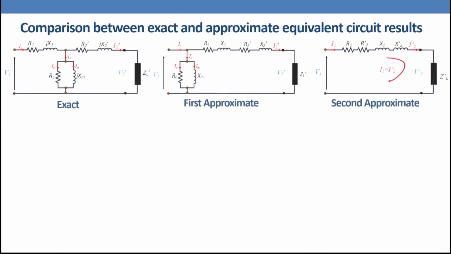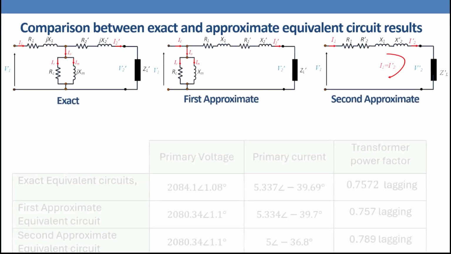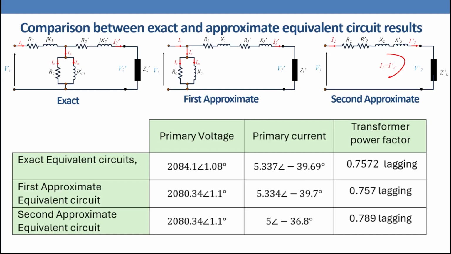Now we have solved the same transformer problem using all three equivalent circuit models. Let's compare the results. Starting with the exact equivalent circuit, we get the most accurate representation because every transformer parameter is included in the model. This is typically the approach used in software-based analysis and simulations, where computational complexity is not a major concern. When we move to the first approximate equivalent circuit, where the magnetizing branch is shifted to the source side, we will notice that the results are almost identical to the exact model.